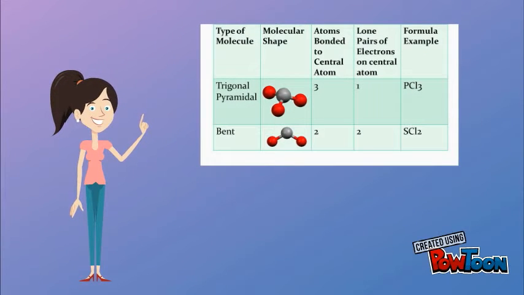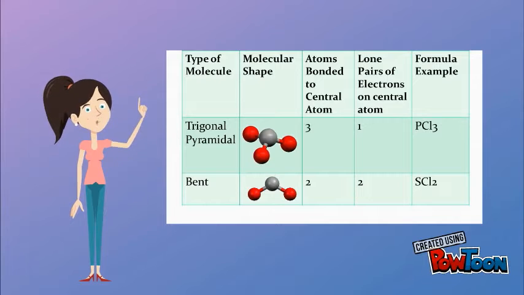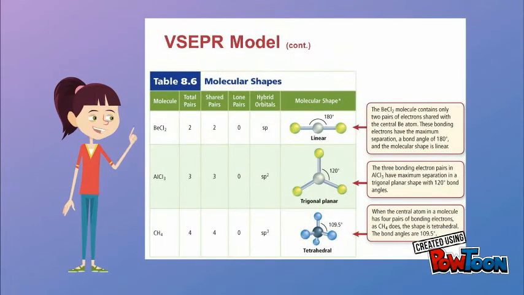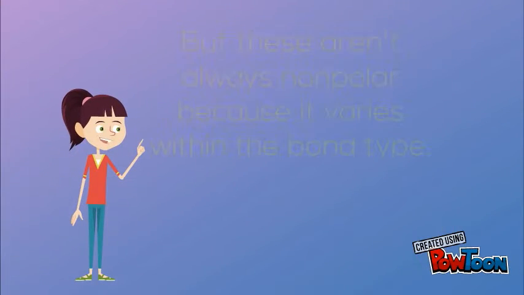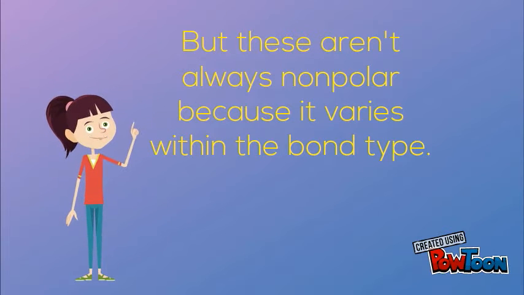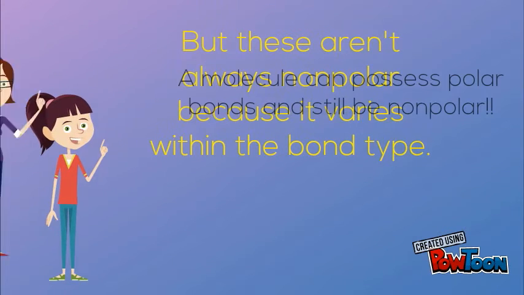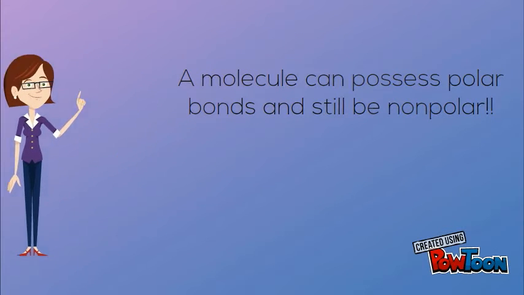Polar has lone pairs in the center. For example, trigonal pyramidal, T-shape, and bent molecules all have lone pairs in the center. Therefore, they're all polar. Examples of nonpolar include linear, trigonal planar, and tetrahedral, but those aren't always nonpolar because it varies with the bond type. A molecule can possess polar bonds and still be nonpolar.